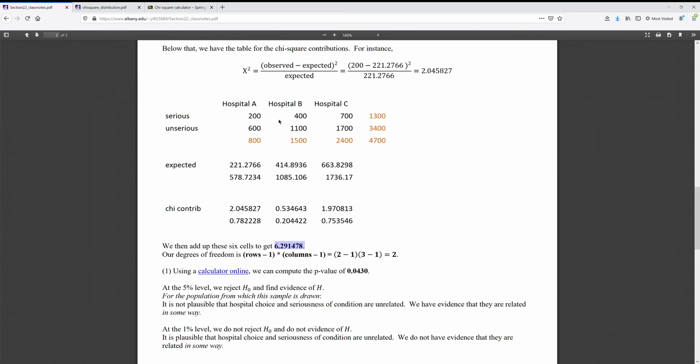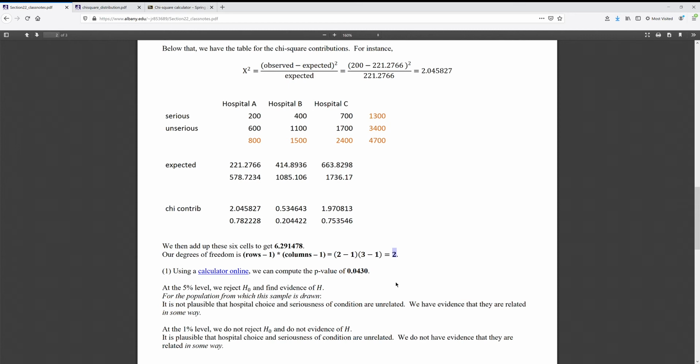Because again, the idea is that if you knew these, if you knew the purple, you could figure out the black, given the red. You could figure out that remaining row and column. So that's why the minus 1 comes into play here. But it's rows minus 1 times columns minus 1. So 2 minus 1 times 3 minus 1, which is 1 times 2, which is 2. So our degrees of freedom is 2.